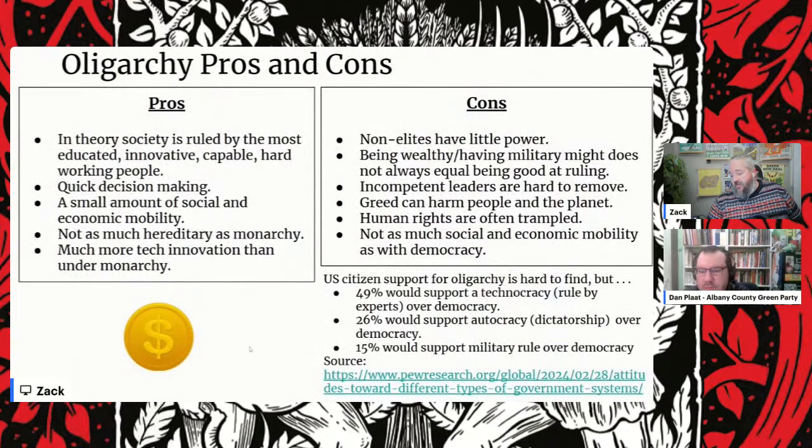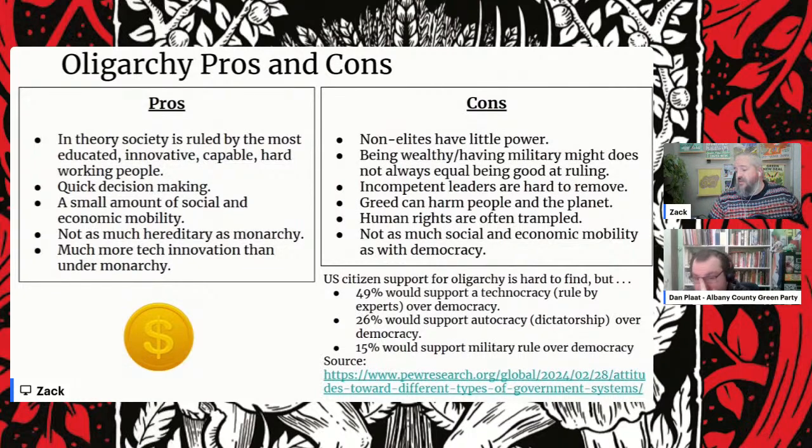Going back to that Pew Research poll, which was the best source I could find for support. There's no one who really says I would like to live under an oligarchy. It's still pretty much a derogatory word in most people's minds for good reason. But 49% would support a technocracy ruled by the experts over a democracy. Now, how you would determine who the experts were, and how you would determine when there was a bad so-called expert and remove them, I don't know, but that's just what the poll found.